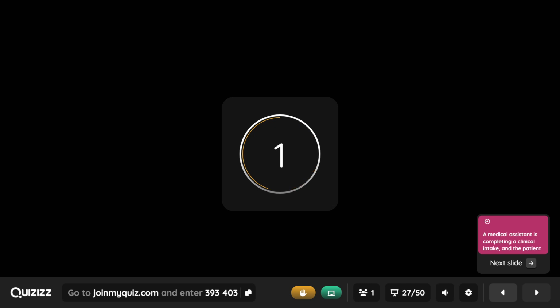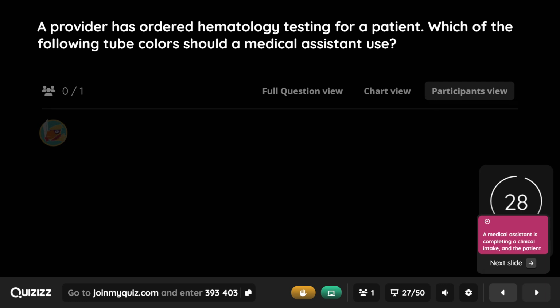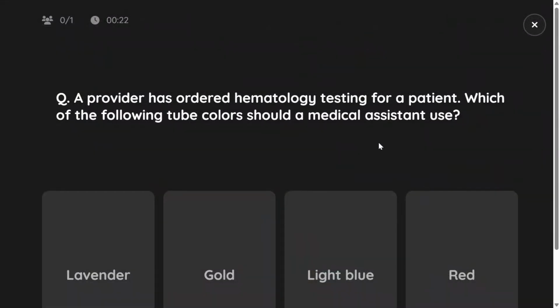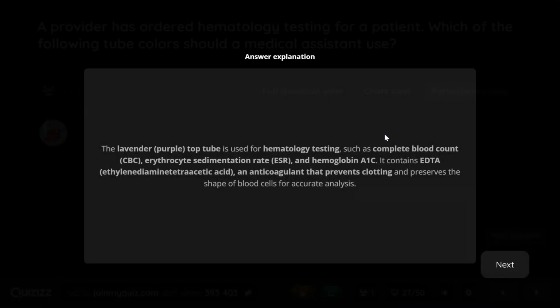All right, next question. A provider has ordered a hematology test for a patient. Which of the following tube colors should the medical assistant use? Lavender, gold, light blue, or red? Hematology testing. This is actually going to be lavender.